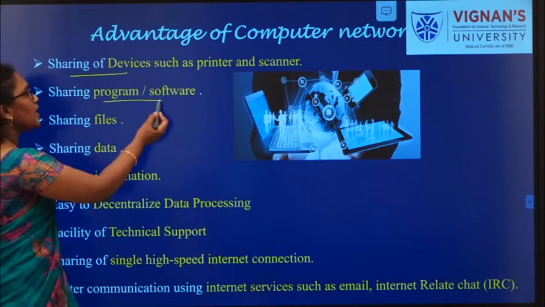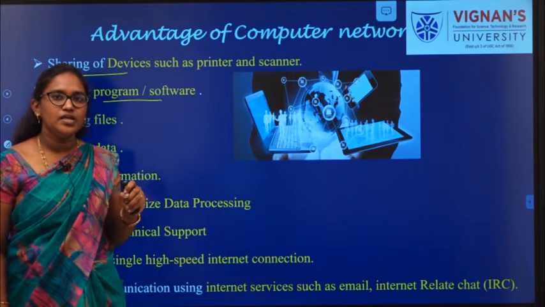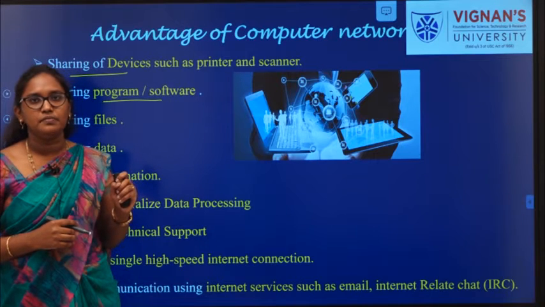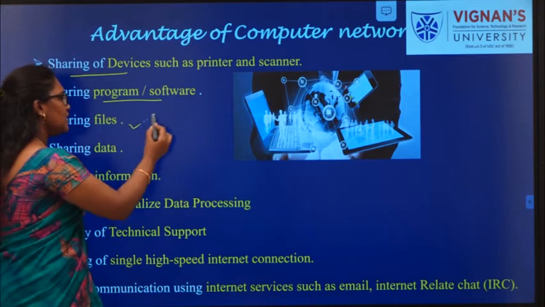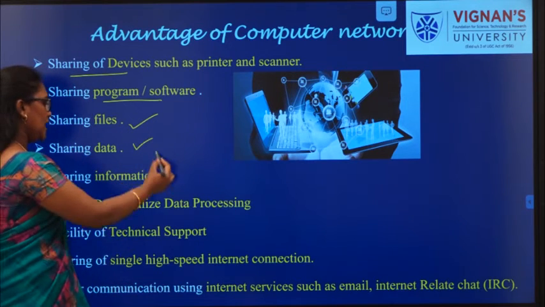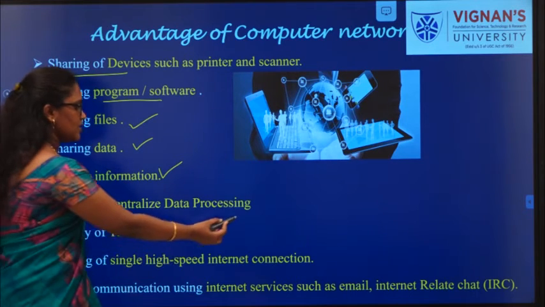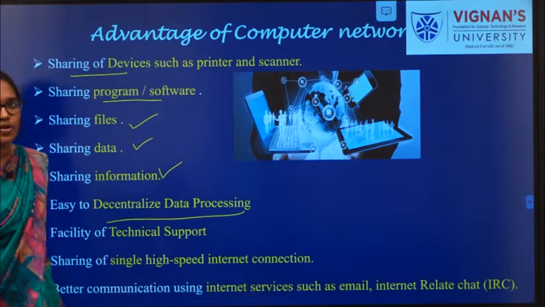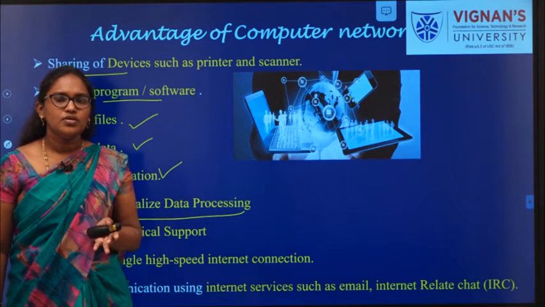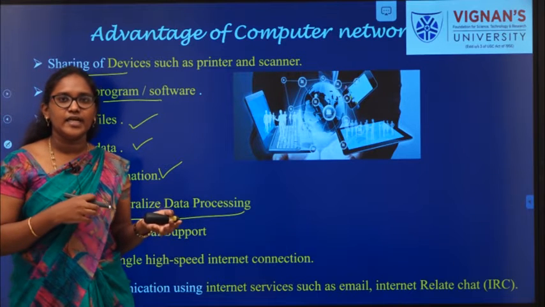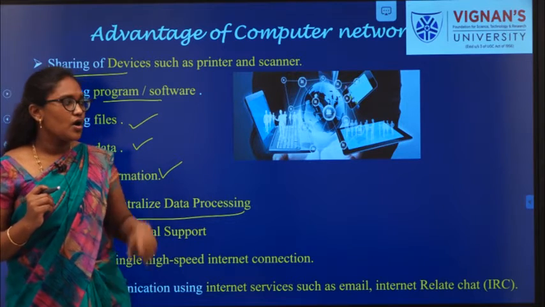Next one, sharing programs or software. So one person is having the data that can be distributed to multiple people. So that is possible in case of computer networks. Next one, similarly sharing files, sharing data as well as instructions. So easy to decentralize the data processing. What is this easy to decentralize the data processing means? Whenever I am working with 5 computers, I can easily distribute the data to 5 people, like 10 documents I am having.